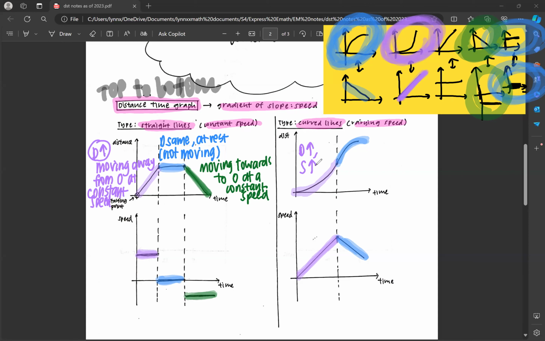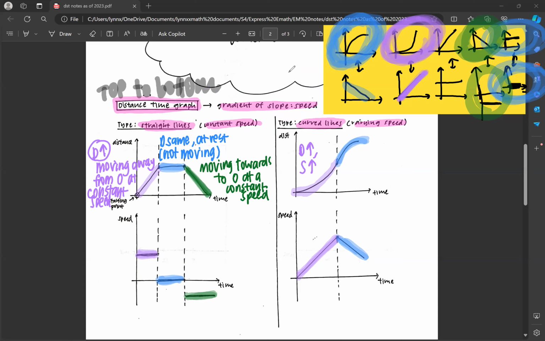Oh, we are on speed time graph. Chauncey, you're getting all the time graphs mixed up. The answer is literally on the screen. How do you find speed from a distance time graph? Gradient of who? Very good, Brayden. Gradient of the distance time graph gives you the speed.